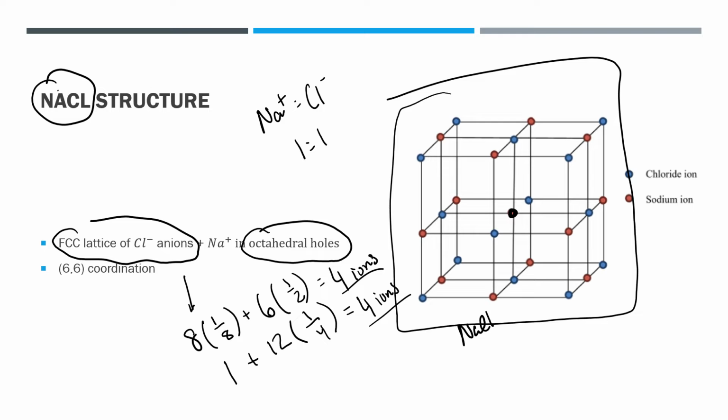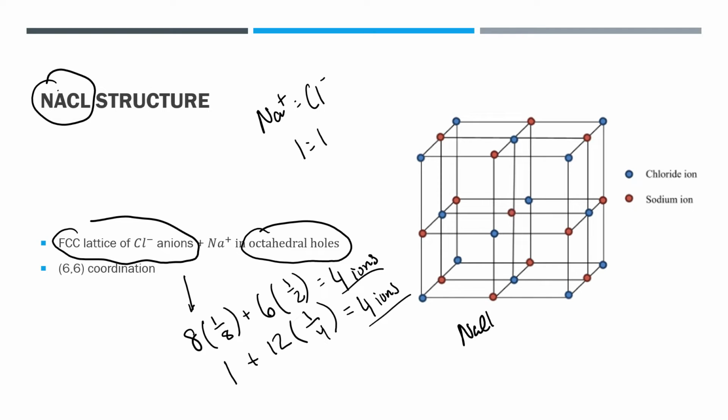The next thing I want to talk about is the coordination number. This is an important concept that will keep coming up in this video, and is a good piece of terminology to know. Coordination number just means how many nearest neighbors are around a certain ion. So 6-6 coordination with the NaCl lattice, what does that mean? That means that with both the chloride and the sodium, we have 6 nearest neighbors.